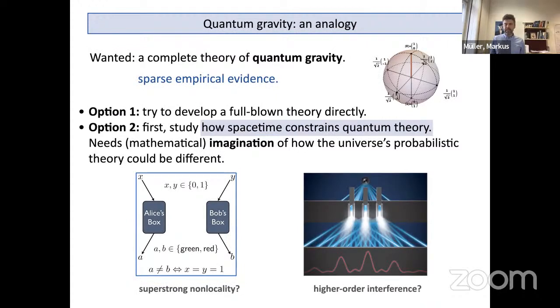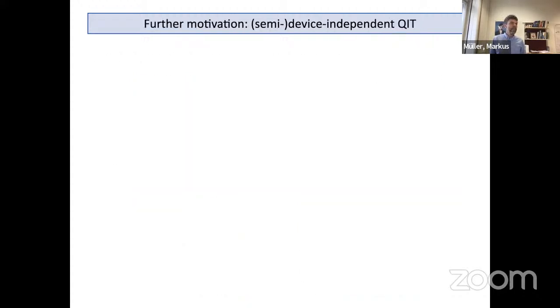So the idea is that some of these exotic phenomena can perhaps directly be ruled out just on the basis of the fact that they have to fit into space and time somehow. I see this as a fascinating possibility, and it's just nice in itself to study whether that's true or not. Second motivation, perhaps a bit more hands-on, comes from what's called semi-device-independent quantum information.